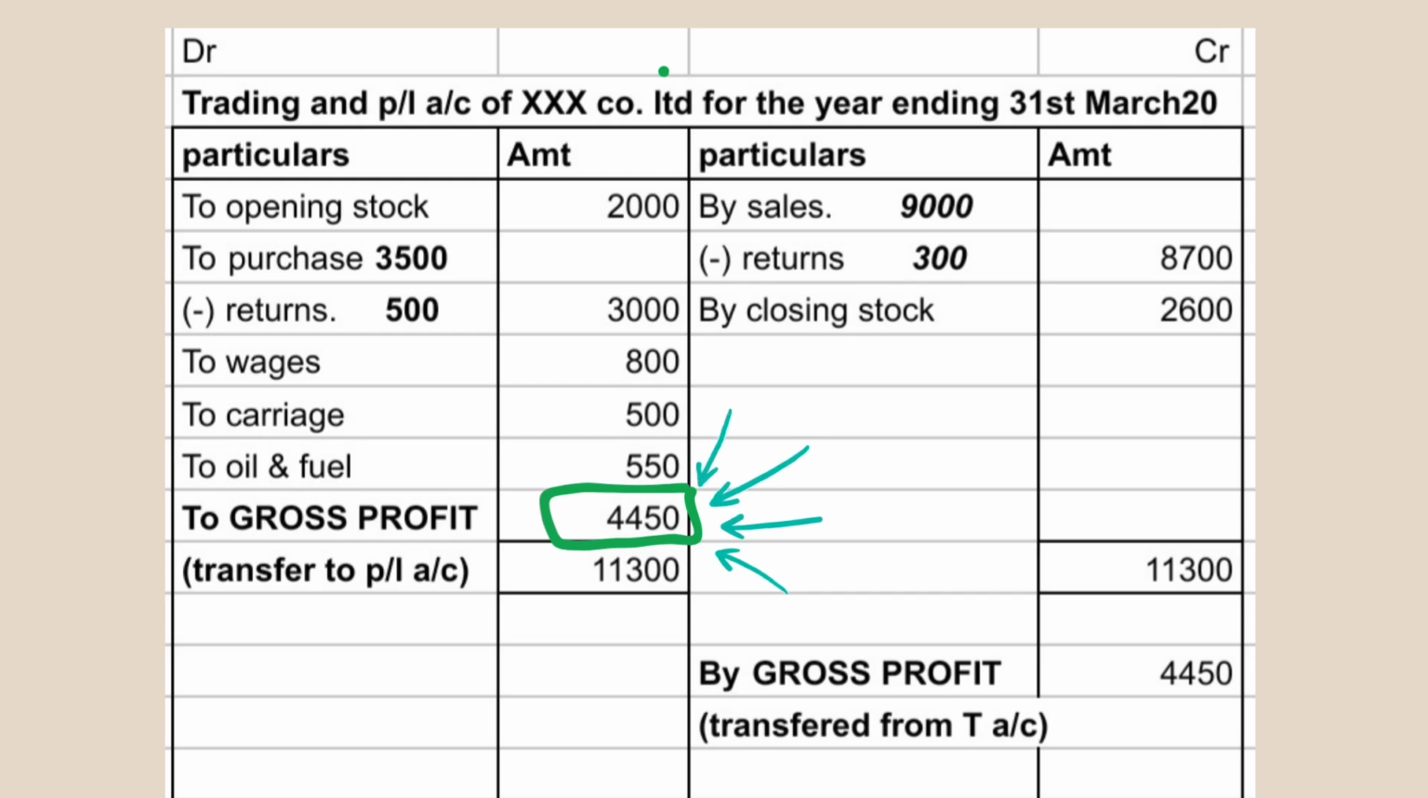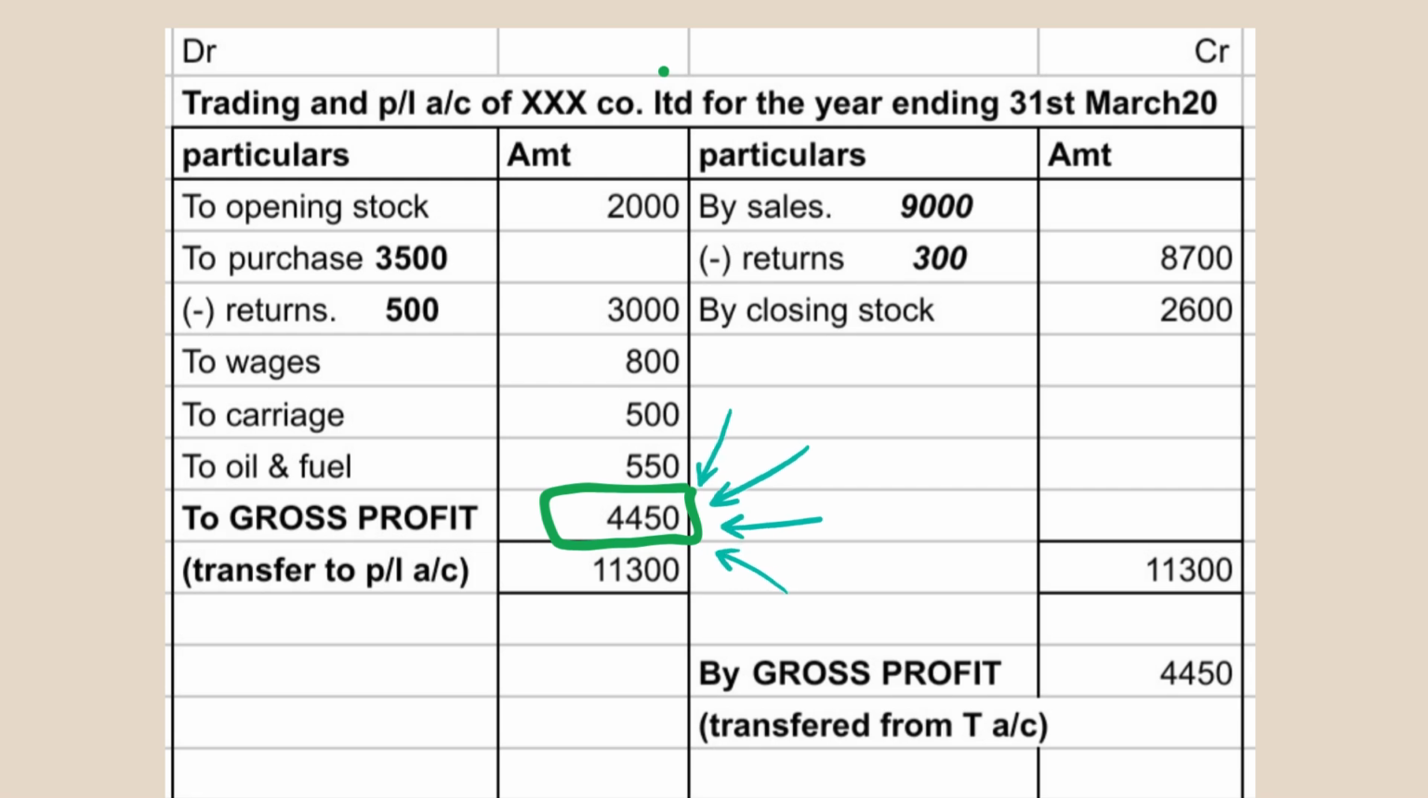I hope you all understood it. Now on the debit side, write down transfer to P&L account. This gross profit you need to transfer to P&L account. Now we are transferring, so from 'to' it will become 'by'. By gross profit 4450 rupees, and therefore you need to write transferred from trading account. Till here the gross profit calculation is done, and the trading account is completed.